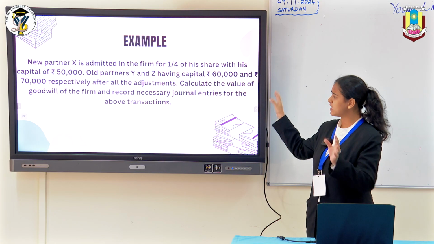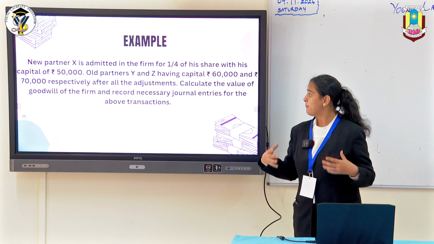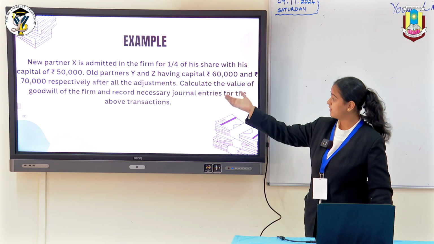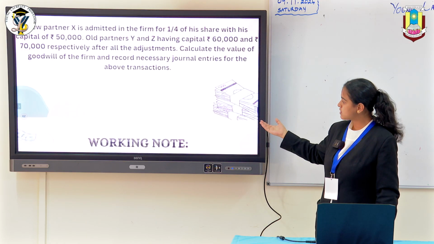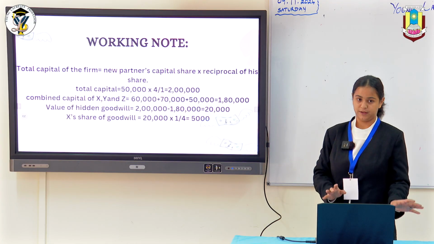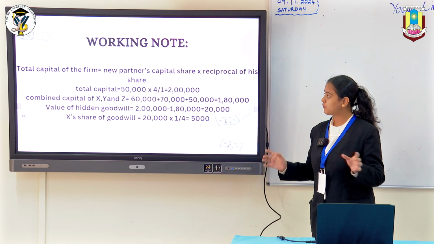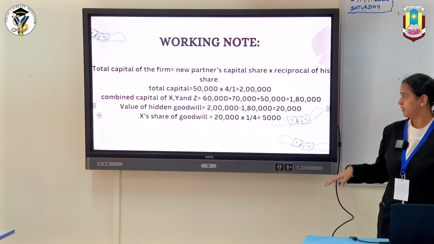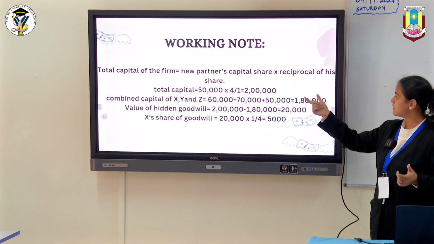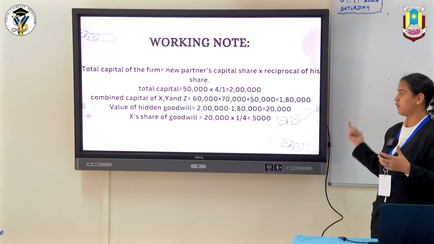Now here you can see there is no mention of goodwill, but you can see that we are given the incoming partner's capital, and the old partners' capital is also given. So with this we'll find the hidden goodwill. So first, we have to find the total capital of the firm. Now this is the expected total capital. In that case, it is the new partner's capital into the reciprocal of his share.